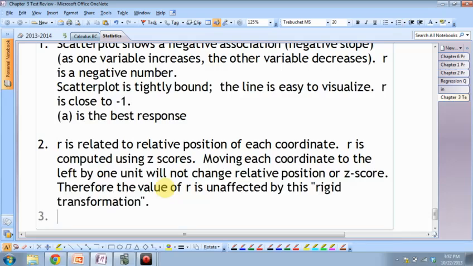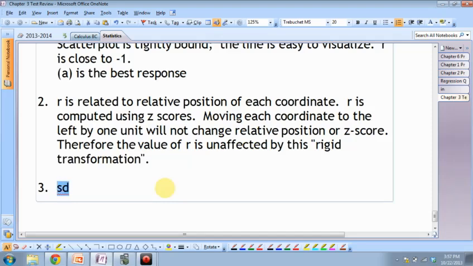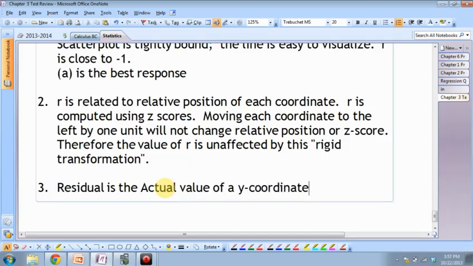3. Alright, so what does 3 say? In regression, the residuals are which of the following? This is either you know it or you don't know it. So the residual is the actual minus predicted value.